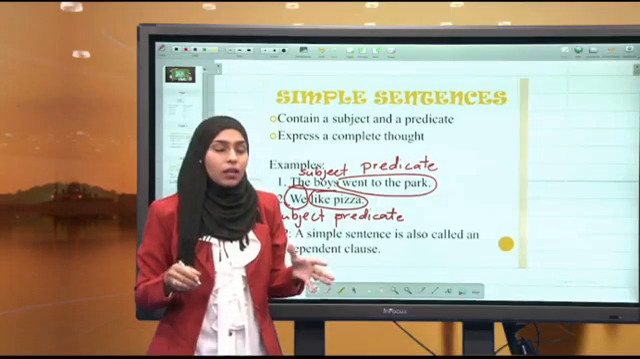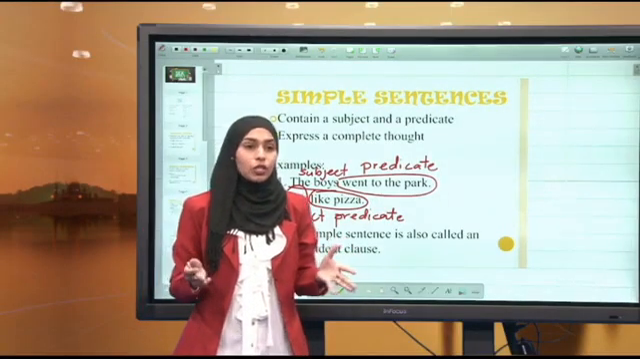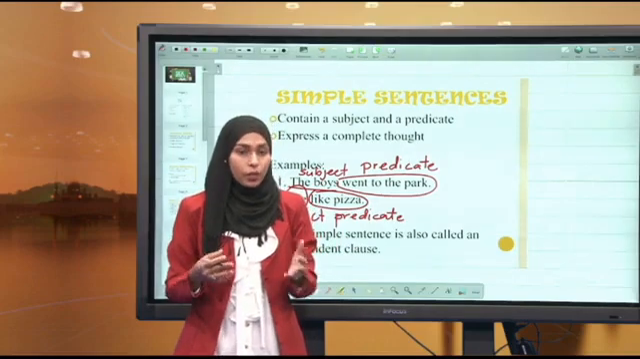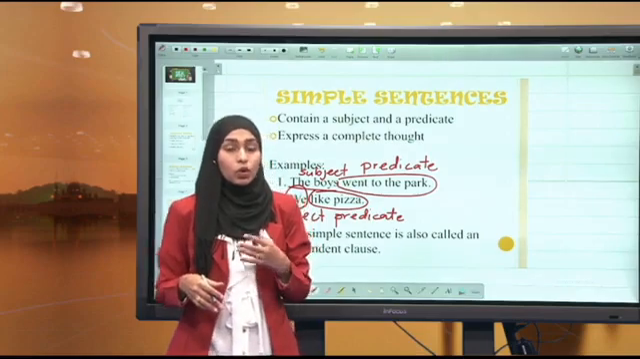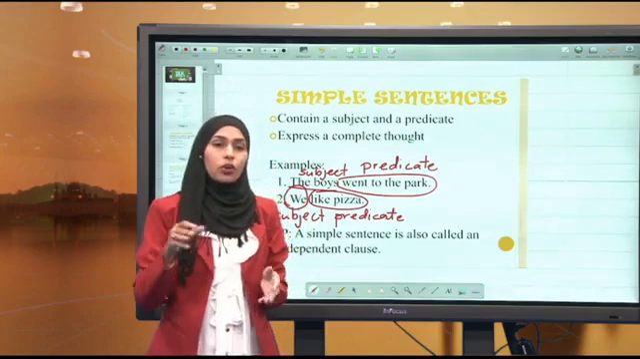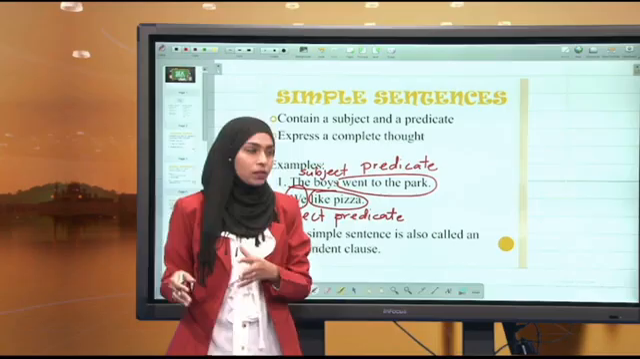If I say, the girls love to play on the beach, what is your subject there and what is your predicate? You should know the girls there is your subject, it's your who, and love to play on the beach is your predicate. That's the rest of the sentence.